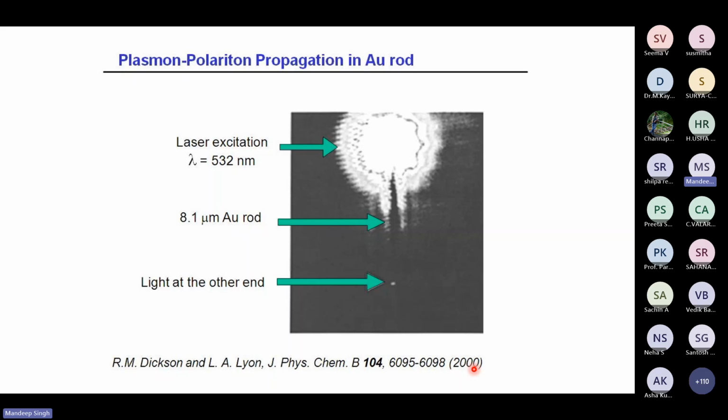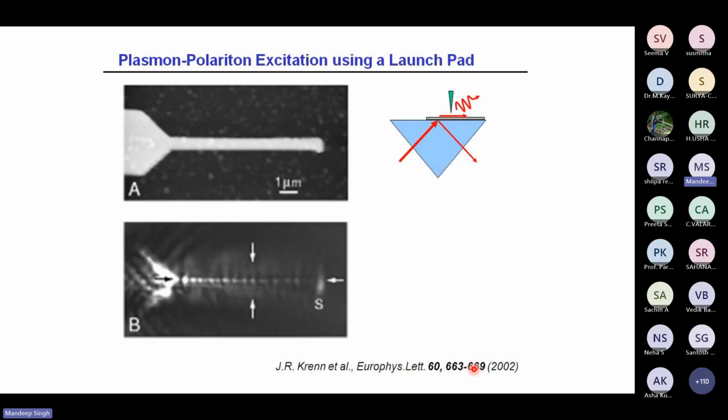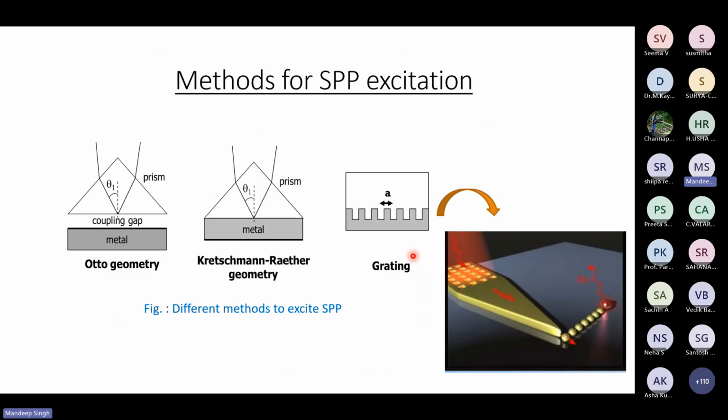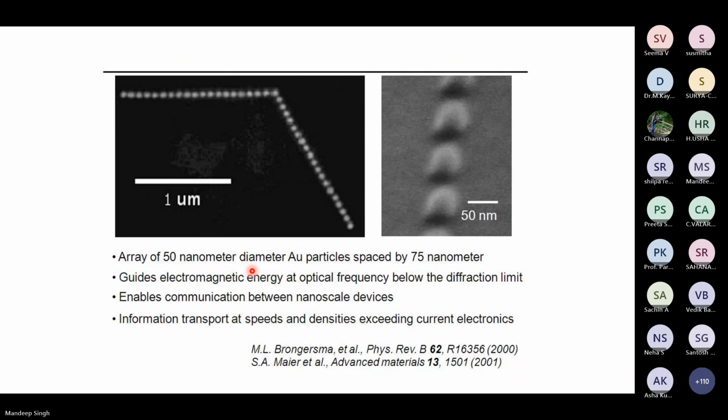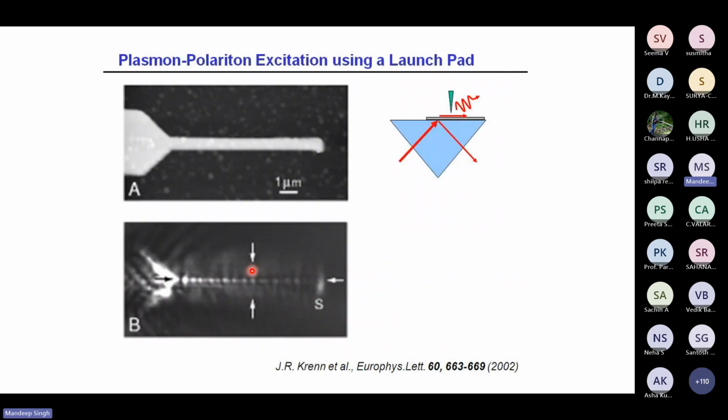Now we have advanced grating designs for the excitations, as I told. There is one more way of exciting, the same thing I'm discussing here, like the Otto geometry and Kretschmann geometry. They have used a prism in this plasmon polariton excitation, and they have given the name launch pad to this type of technique.